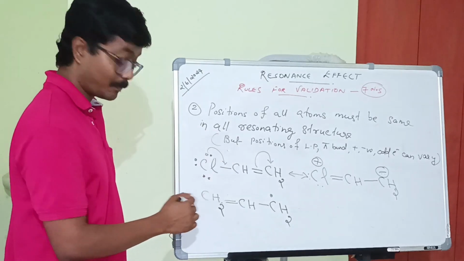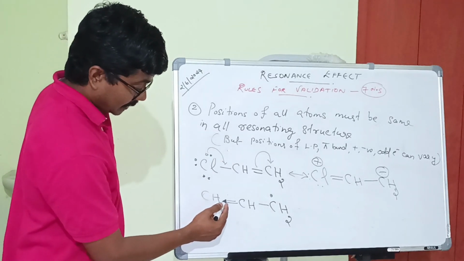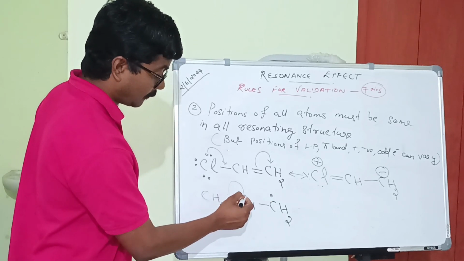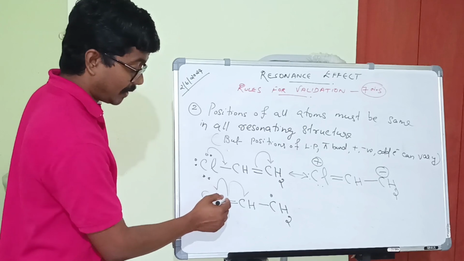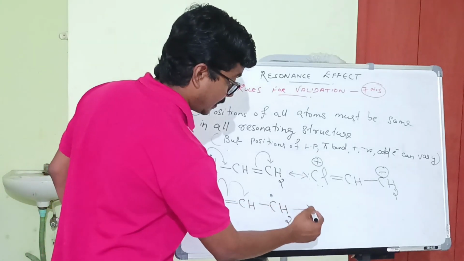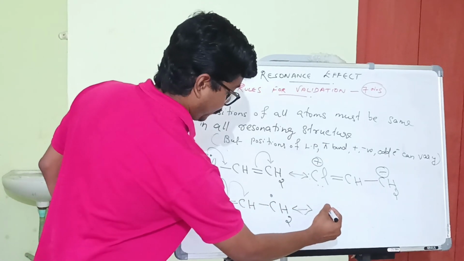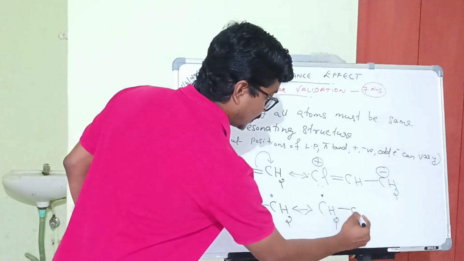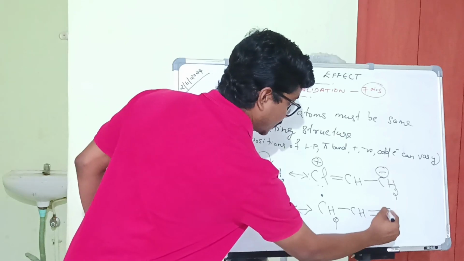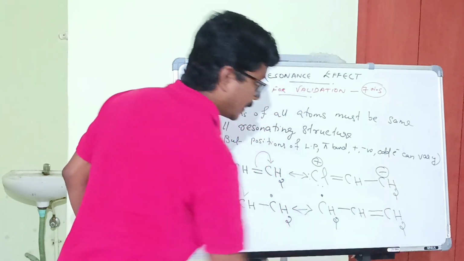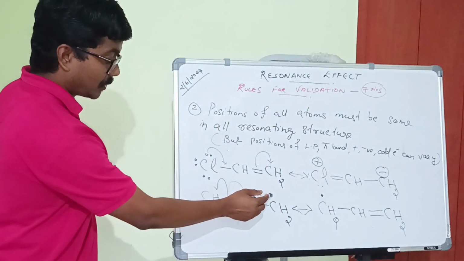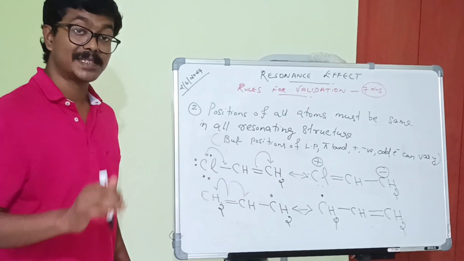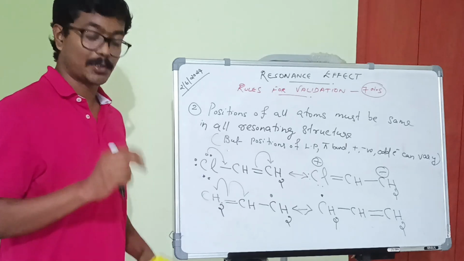Let's consider another example. Here, it is an allyl free radical. So an odd electron is there. The first one, the pi bond is split up, and the resonating structure becomes CH2 with the free radical here, CH, double bond CH2. Here, the positions of the free radical and the pi bond change, but the positions of atoms are the same. So this is the second rule.